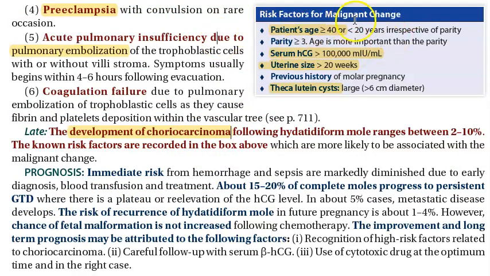What are the risk factors for malignant change? If the patient's age is more or less, etc. If the serum HCG is greater than 1 lakh milli international units per ml, if the uterine size is more than 20 week size, or if there is a previous history of molar pregnancy, or if there is a theca lutein cyst in the ovary which is greater than 6 centimeter diameter. All these are risk factors for malignant change.